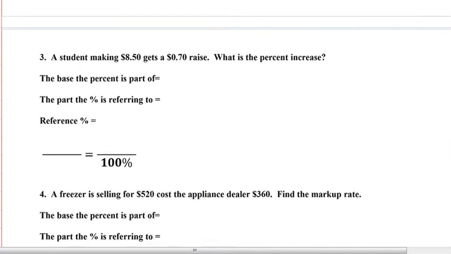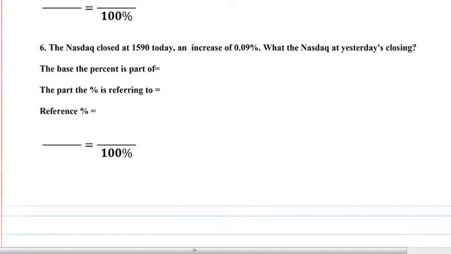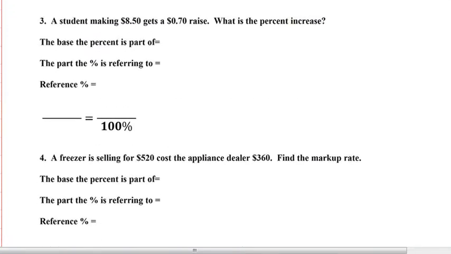Alright, let's try, let's see, should I let you try? No, we'll do one more together, and then you can give them a shot. A student making $8.50 gets a raise of 70 cents. What is the percent increase? So again, increases are always based on the cost, or the base, the starting point. So a student making $8.50, that's what we're going to increase. And so we're looking for the percent increase.